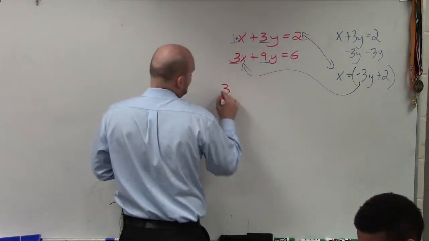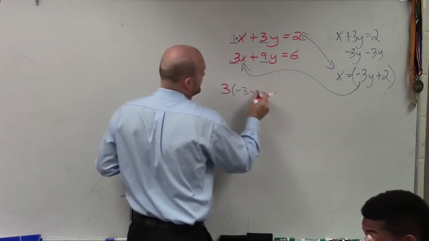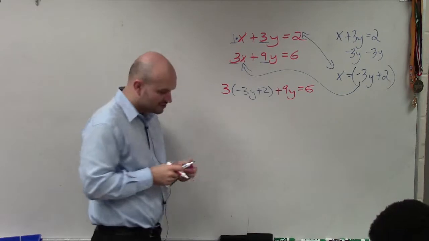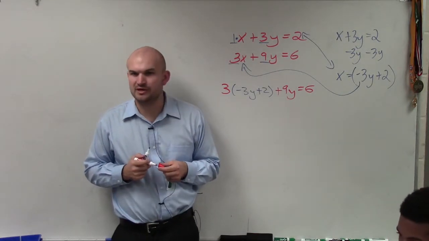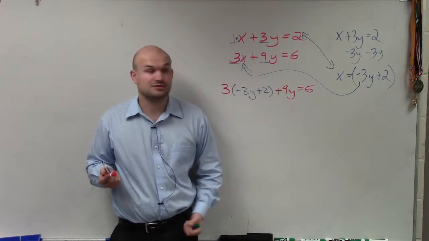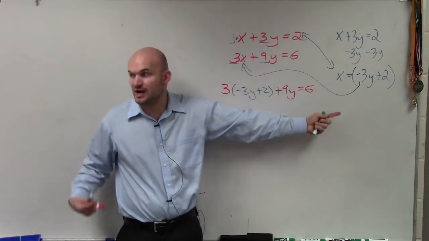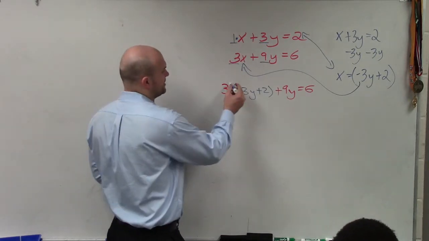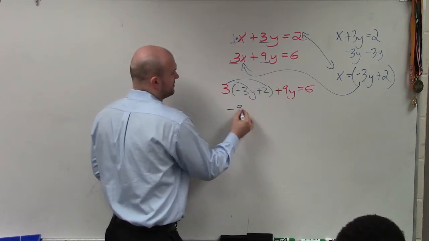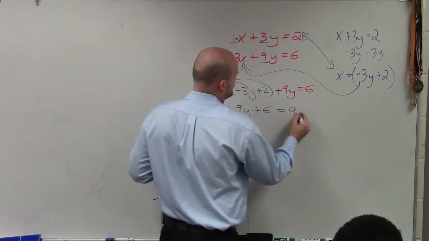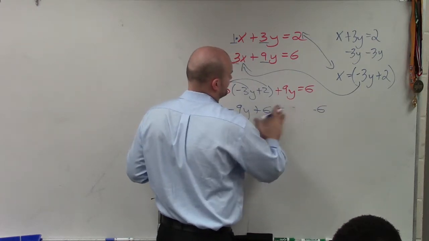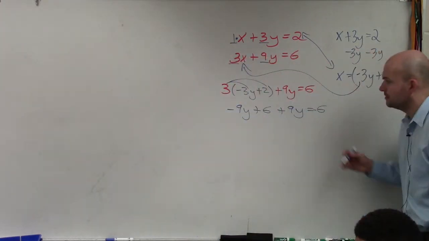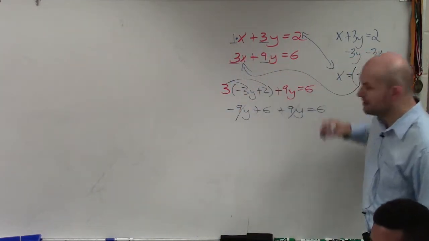So I have 3 times (-3y plus 2) plus 9y equals 6. So does everybody see the difference that I had for this equation compared to another one? There's only one extra step, and that was solving for x. But once I solve for x, now I just follow through like I've done before. So I'll apply the distributive property. So I get -9y plus 6 plus 9y equals 6. Now in this case, my variables cancel out as well.